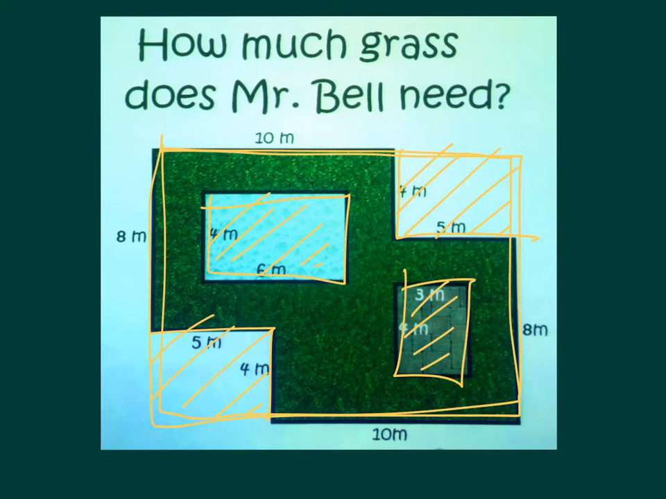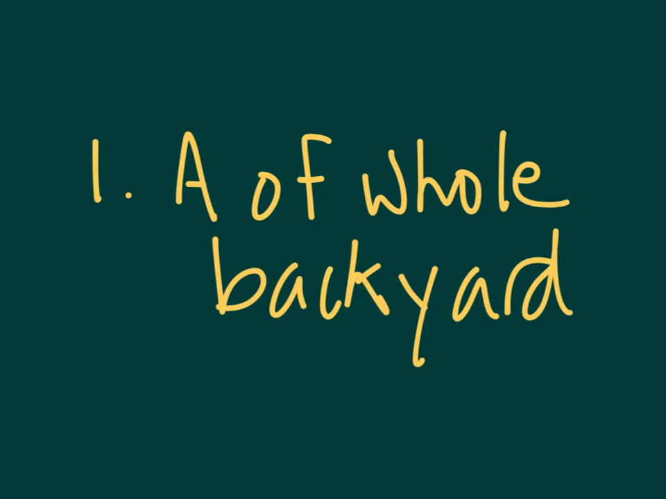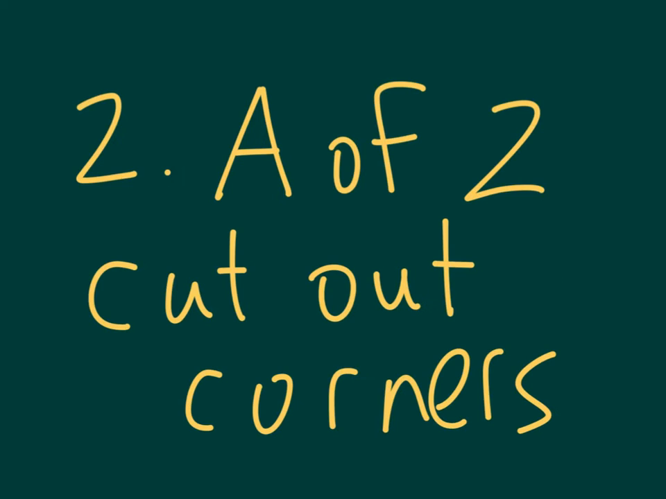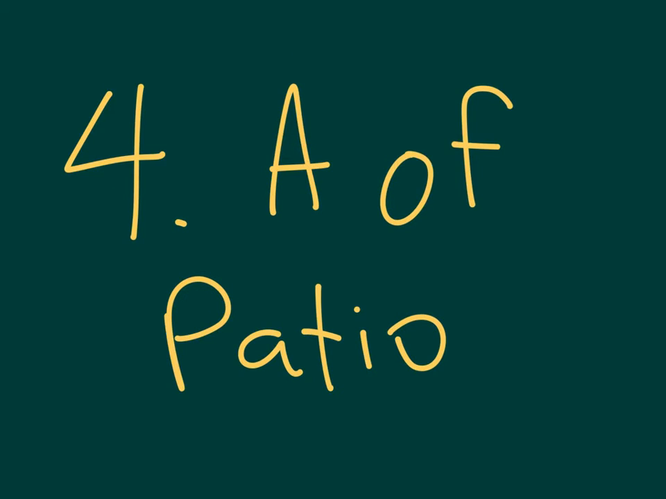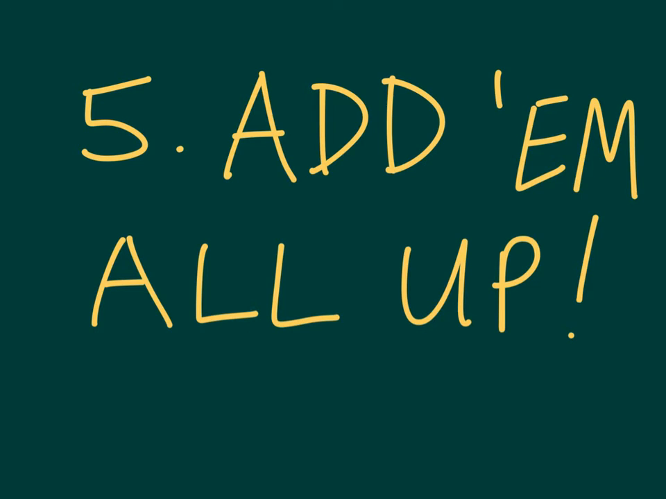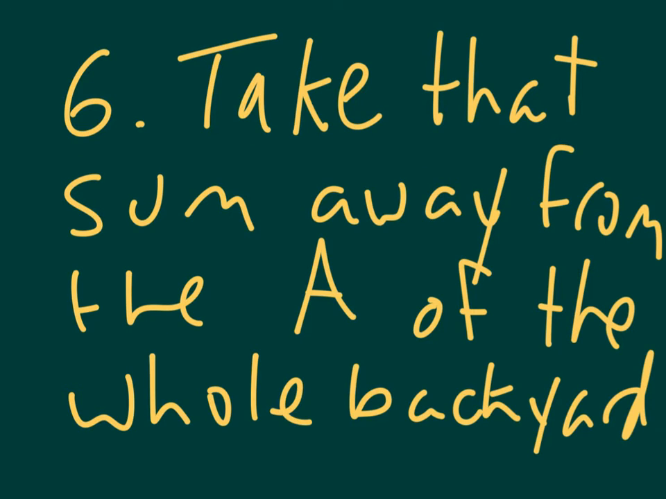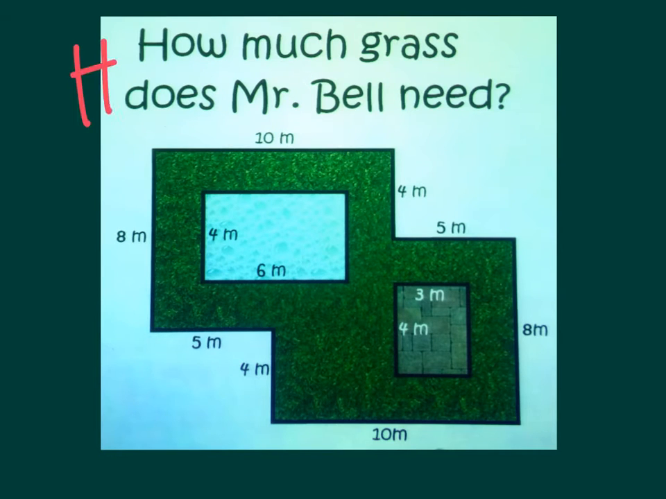Let's make a little to-do list. First thing we have to do is find the area of that whole backyard. Then we've got to find the area of those two cutout corners. Then the area of the pool. Then the area of the patio. Then we're going to add up all of the areas of those different sections, so that's the two little cutout corners, the pool, and the patio. And then the last thing I need to do is take that sum away from the area of the whole backyard.